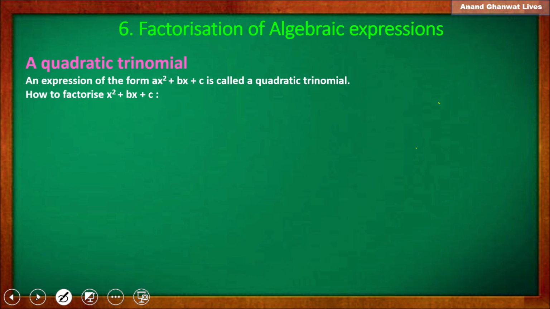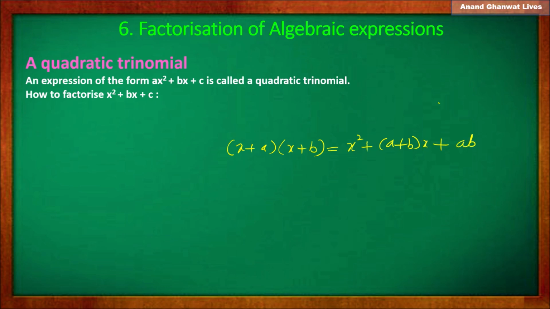Now let us understand how to factorize x square plus bx plus c. For that, you already know that the expansion of x plus a into x plus b is equal to x square plus a plus b into x and plus ab. That is the expansion of x plus a into x plus b. Now changing the sides, we get x square plus a plus b into x plus ab is equal to x plus a into x plus b.